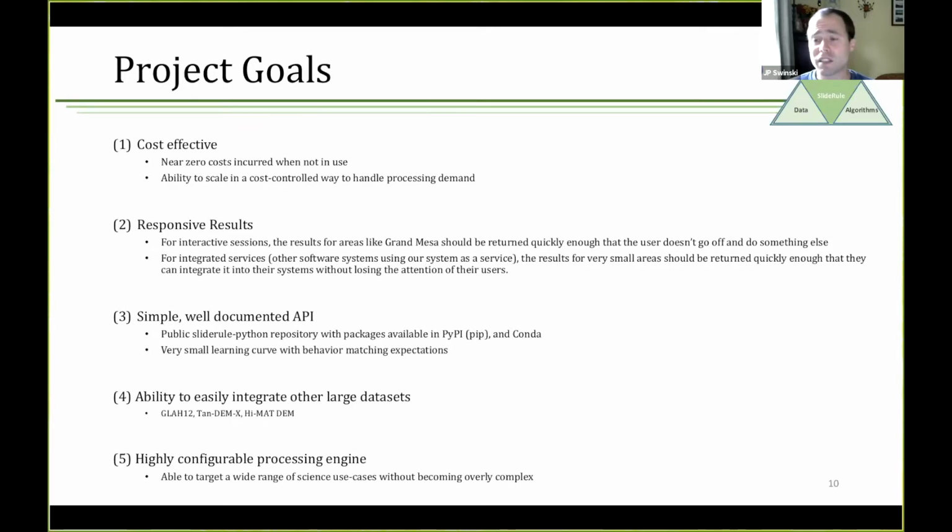We want to have responsive results. We don't want to have a job-based system where someone submits a job and then walks away and then comes back and gets the result. We want to have an interactive system. It needs to have a simple API, small learning curve. We need to be able to integrate easily with other data sets, which being compatible with H5 is a huge part of. And then we need to be able to add other use cases without driving complexity.